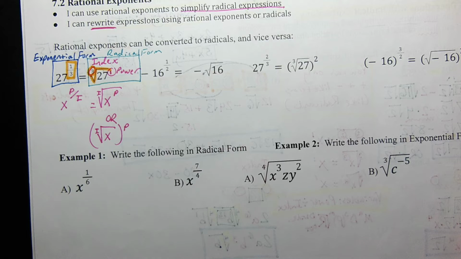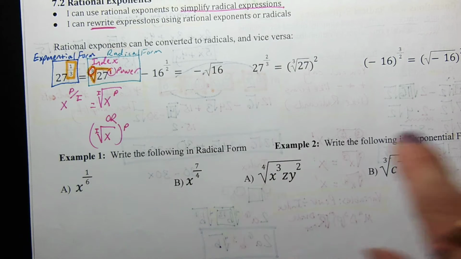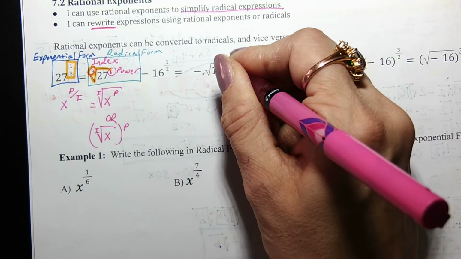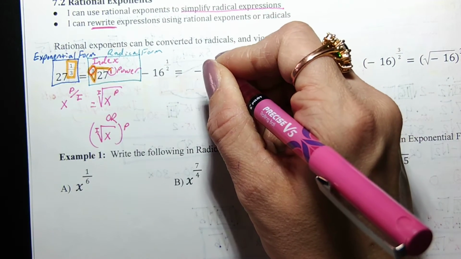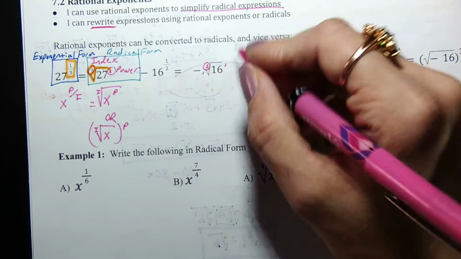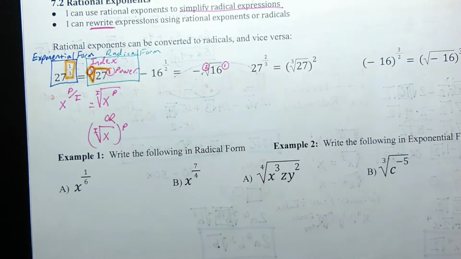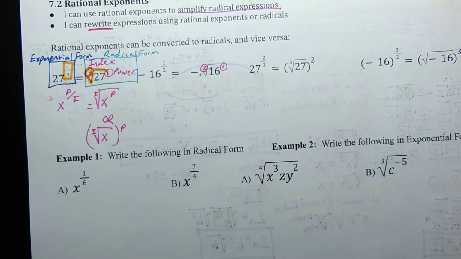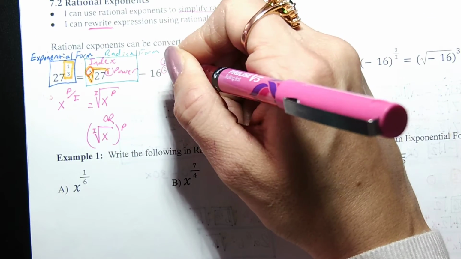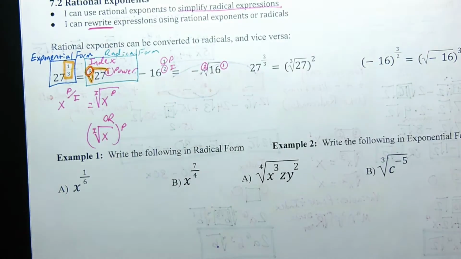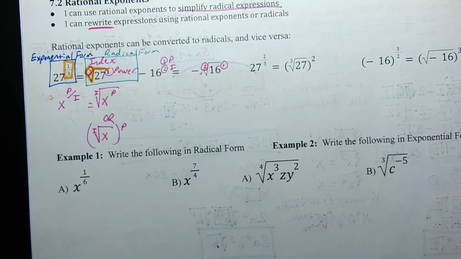If I have the negative square root of 16, the power of that 16 would be 1, and the index of that radical would be 2. So 16 divided by index gives me 16 to the 1/2, and the negative remains out. The top number is your power, and the bottom number is your index, or what root you are taking.